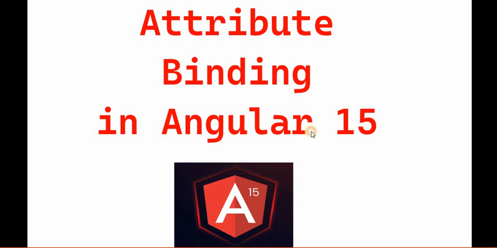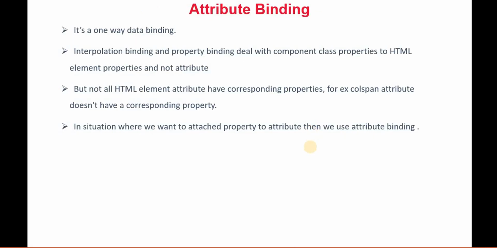In this video, we are going to discuss attribute binding in Angular 15. Attribute binding is also a one-way data binding, just like property binding and string interpolation. Interpolation binding and property binding deal with component class property to HTML element property, and not attribute. If a DOM element does not have a property to bind, and it has an attribute, then in that case we go with attribute binding. So let's understand this with an example.